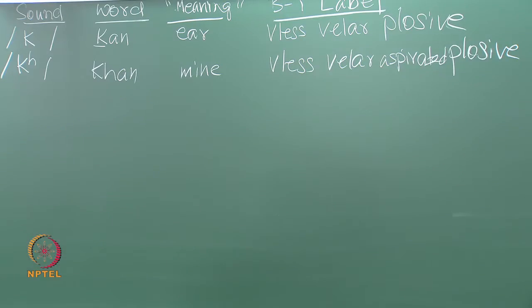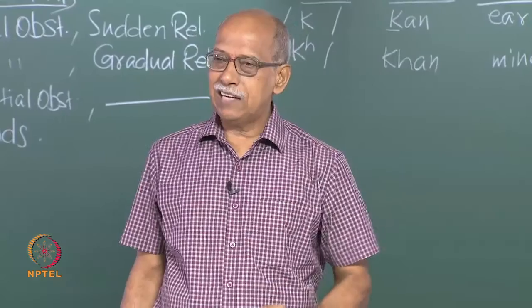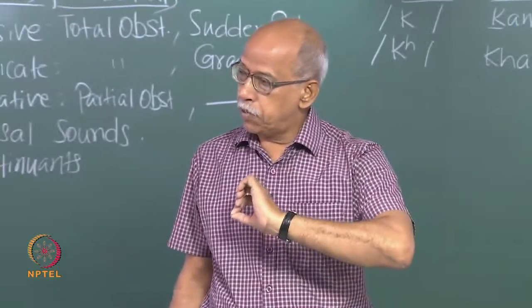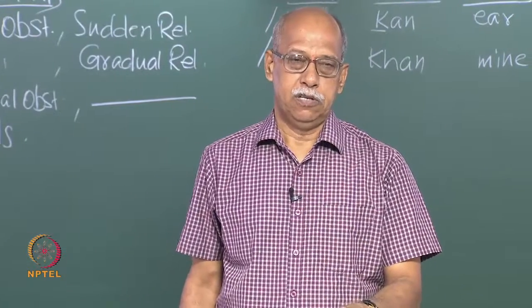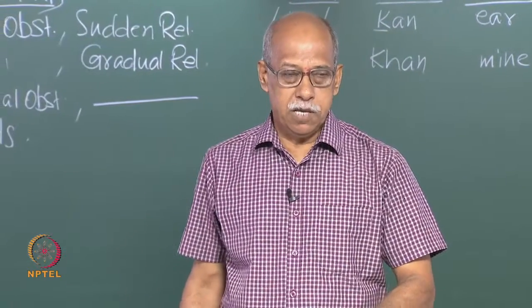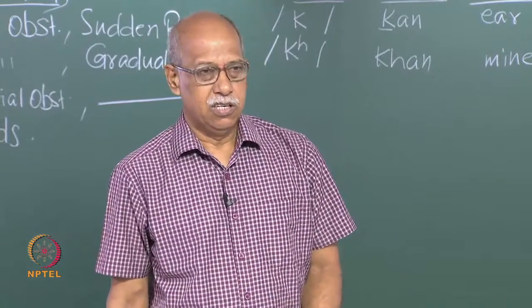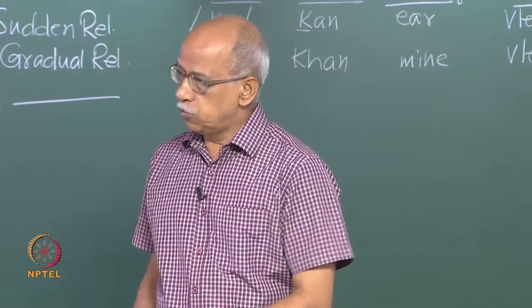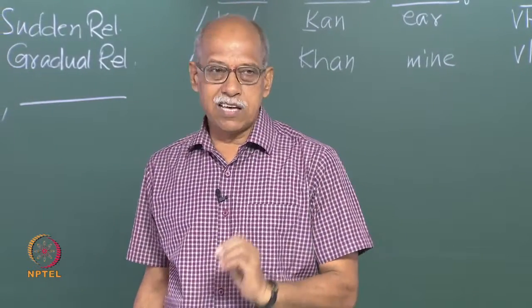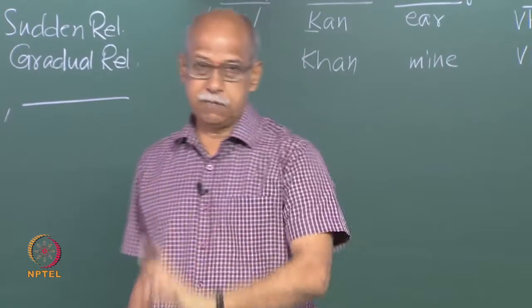The difference between ka and kha is that in the production of the speech sound k, we add an extra breath of air, an extra puff of air, immediately after the release of obstruction. Release of obstruction is essential for the production of a plosive sound, but when you add an extra puff of air, it becomes aspirated. Please make a note.